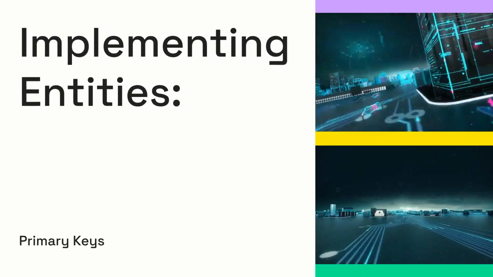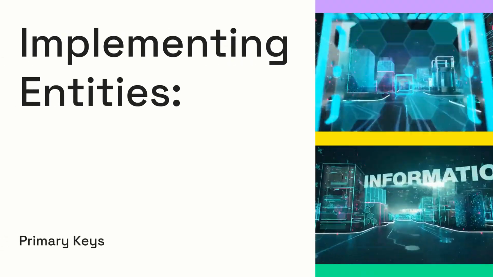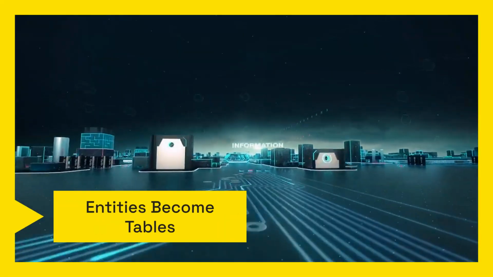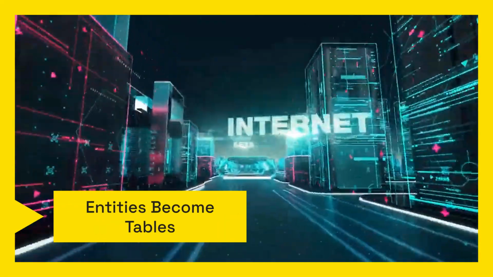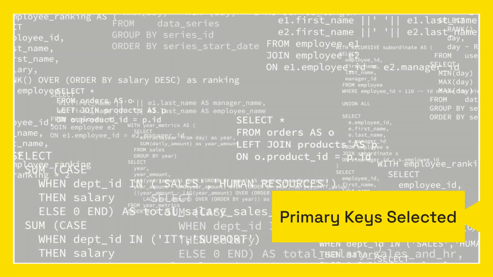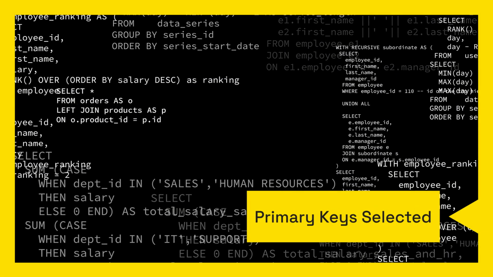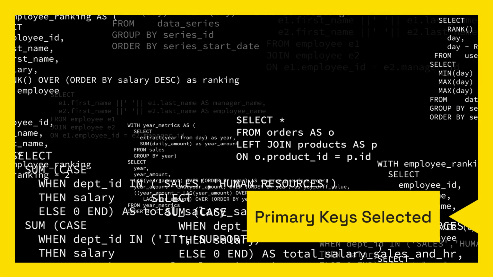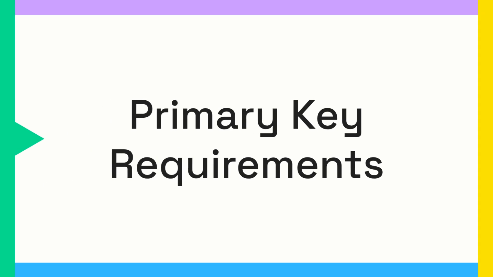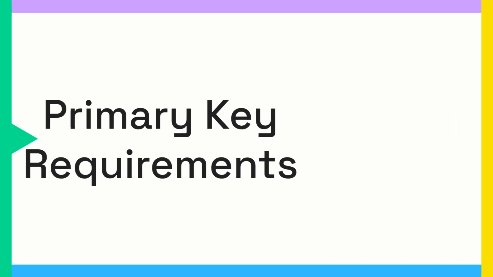Welcome to our video on implementing entities and selecting primary keys in database design. In the first step of logical design, entities become tables and attributes become columns. As tables and columns are specified, the crucial step of selecting primary keys occurs. Primary keys are fundamental, and they must satisfy two non-negotiable requirements.